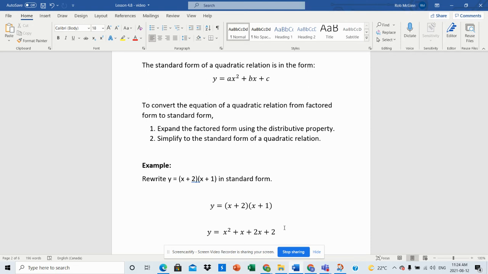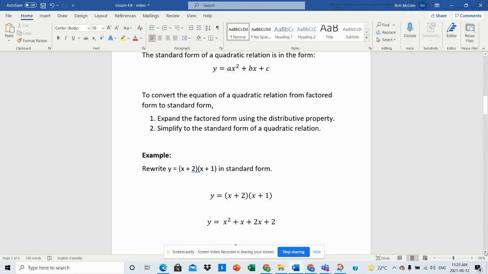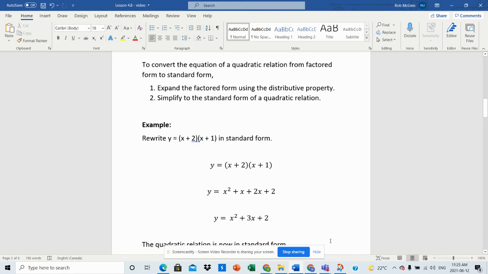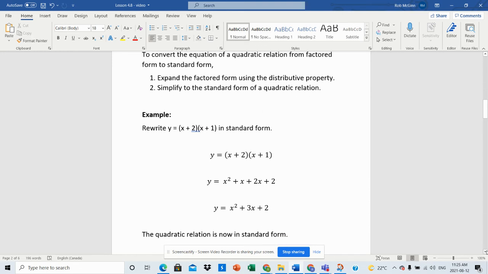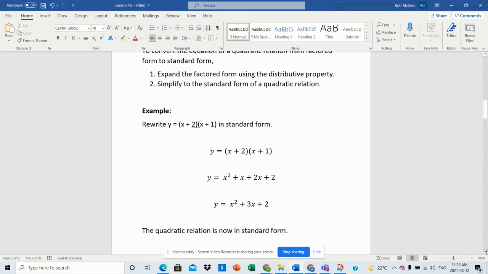And we're almost in the standard form. Our last step here is just collect our like terms, our x's. So we're going to have y equals x squared plus 3x plus 2. And now the quadratic relation is in standard form. So as you can see, we've just gone from factored form to standard form just by using the distributive law and then collecting our like terms. We're going to take a look at one more example of this.